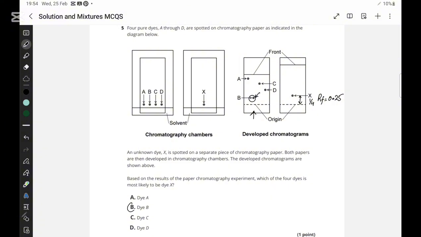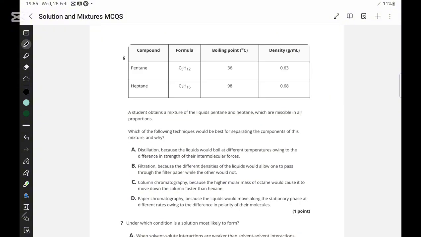So dye B is going to be the right answer because it has traveled almost the same distance as X. In this question they are saying pentane has a boiling point of 36 and heptane has a boiling point of 98. A student obtains a mixture of the liquids pentane and heptane, which are miscible in all proportions. Miscible means that they are soluble in all proportions. Which of the following techniques would be best for separating the components of this mixture and why?